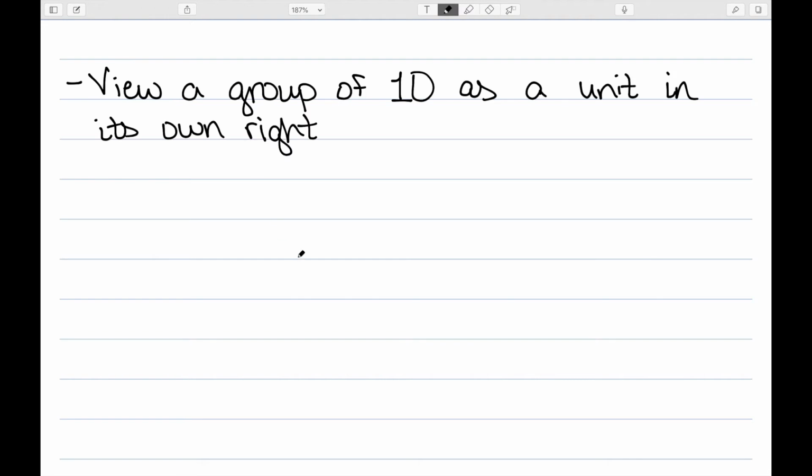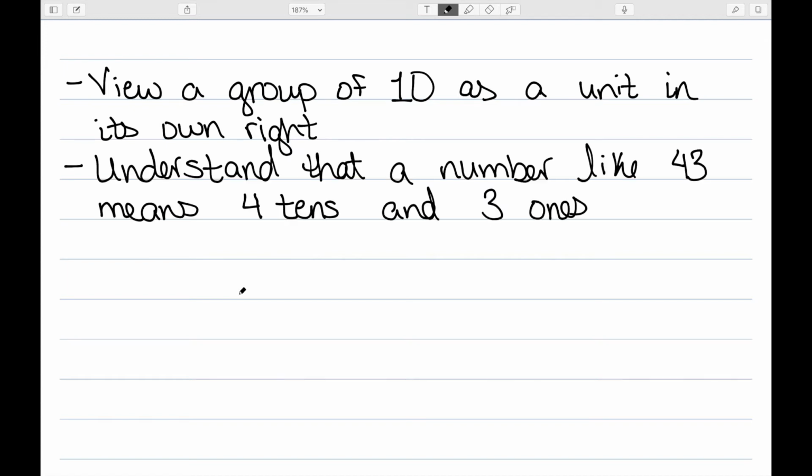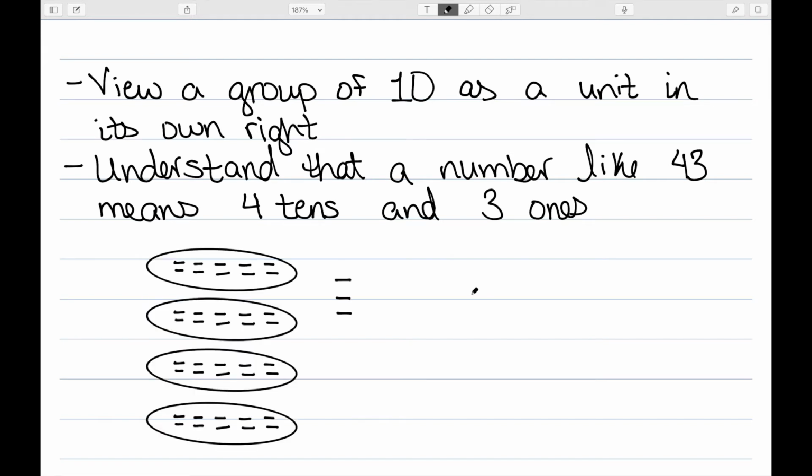There are two ways that children extend their thinking about the base 10 system. The first is to view a group of 10 as a unit in its own right, to start realizing that we want to actually group things into groups of 10. The second is to understand that a number like 43 means 4 tens and 3 ones. And we can do this by bundling objects or with simple drawings like I have here. Here I have 4 groups of 10 and then 3 extras, so this would represent 43.